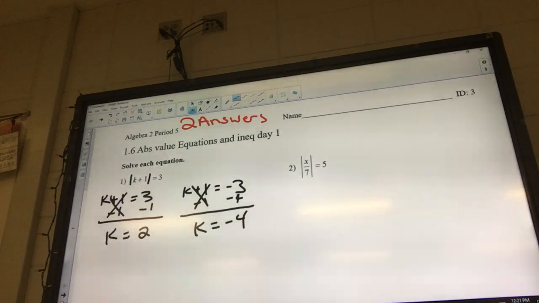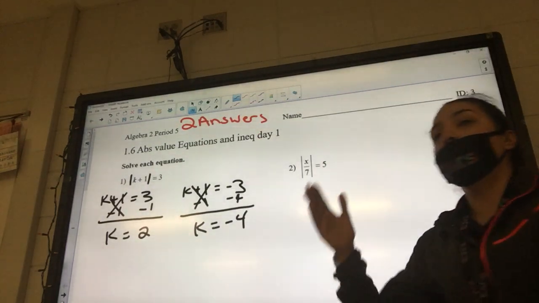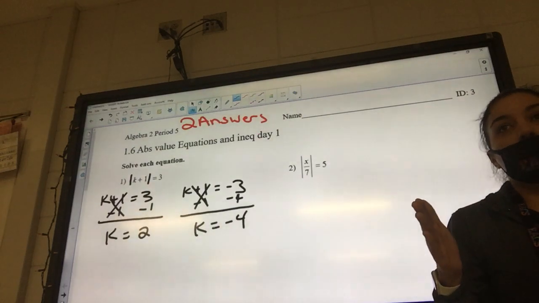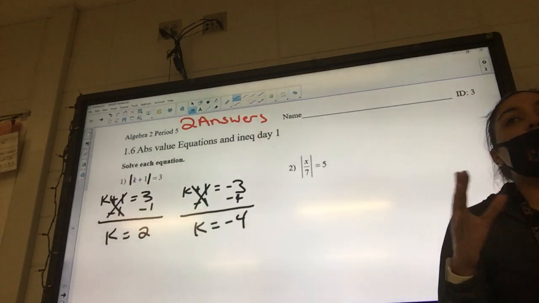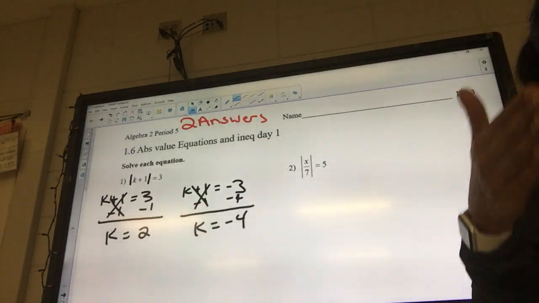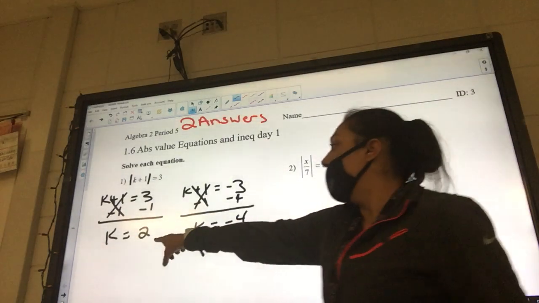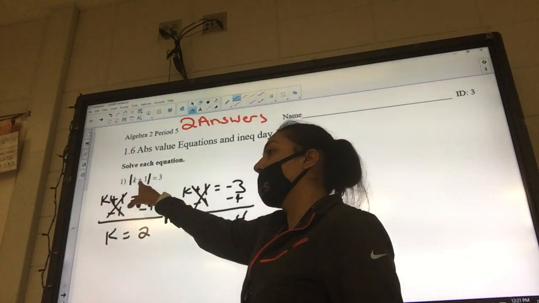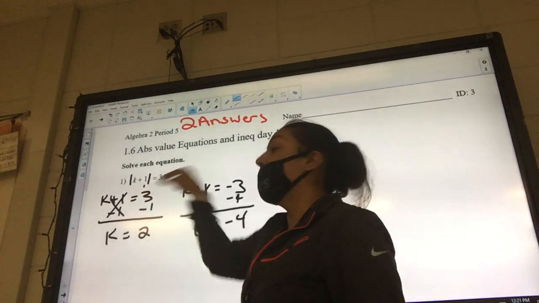Okay, and what happens is, how we get two answers is that the absolute value bars are like a machine. Whatever you plug back in and you get an answer, it's going to cha-ching and make it positive to spit it out. Every single time, if you plug in 2 right here, what's 2 plus 1? 3. You got 3 for your answer.